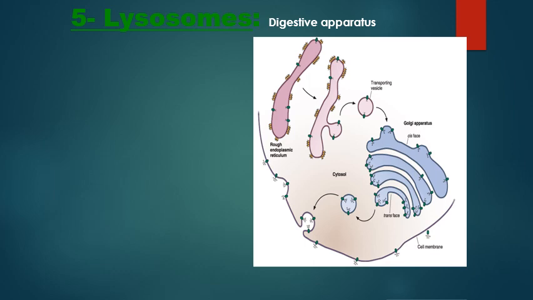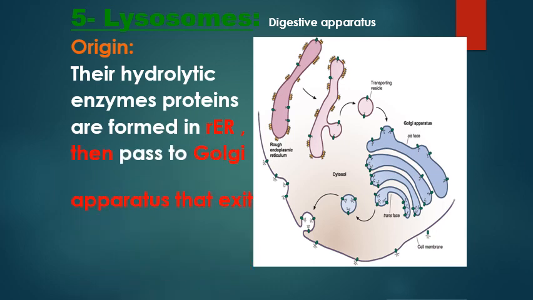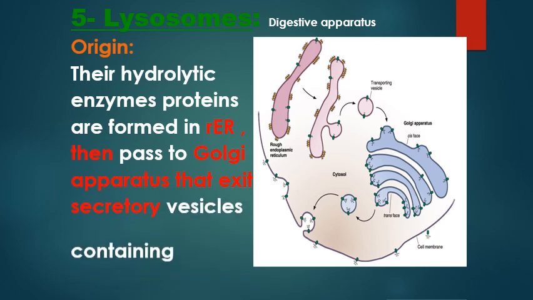This organelle is the lysosome, which is the digestive apparatus of the cell. It arises from the function of both the rough endoplasmic reticulum and the Golgi apparatus, as the hydrolytic enzyme is formed inside the rough endoplasmic reticulum and moves in the form of a transfer vesicle and goes to the Golgi apparatus, in which it is concentrated, modified and released in the form of a lysosome.